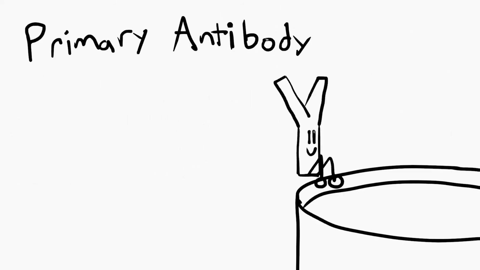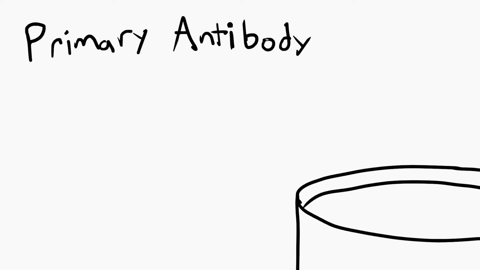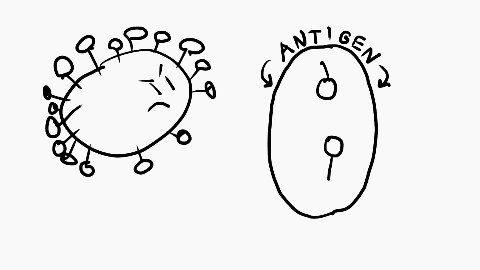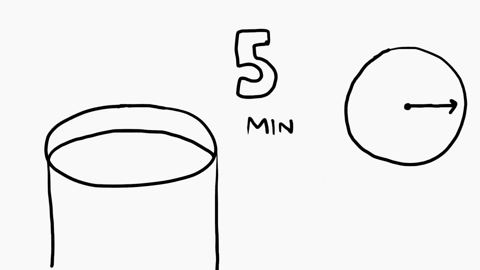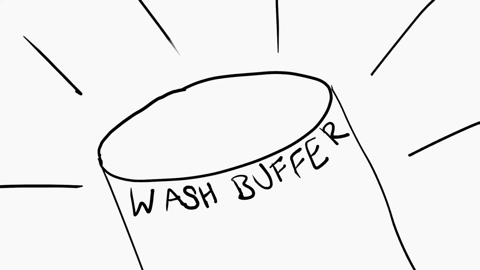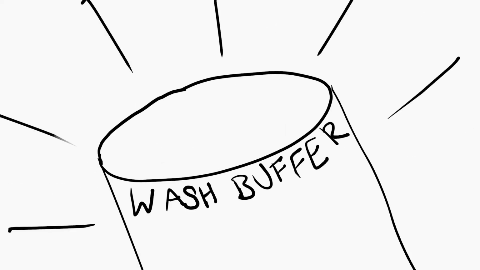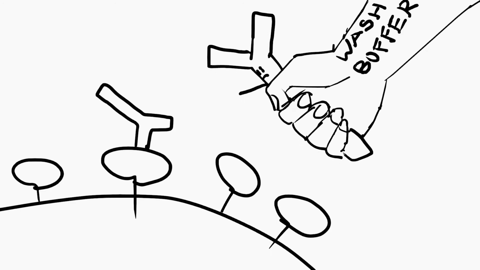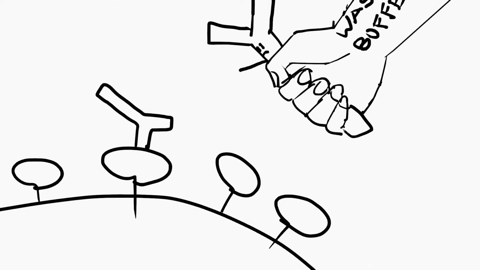Next, we add the primary antibodies to the well. These antibodies bind only to specific antigen in the well. In our case, the antigen is the S protein. The well is then incubated for 5 minutes and the fluid is removed. Buffer is then added to the well to rinse anything that is not bound. If antibody is not bound to antigen, it is washed out in this step. The wash step is then repeated once more.